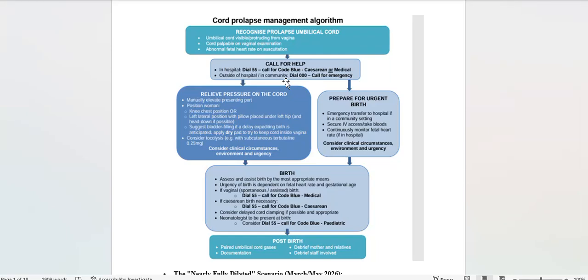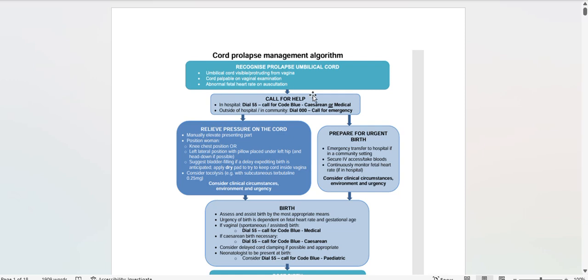Hello everyone, today we are going to discuss cord prolapse management, and in AMC they are asking very simple questions regarding cord prolapse. So let's start that. To answer all the cord prolapse recall questions, we have to know the management: how we can give first aid, when we will do the emergency C-section, and when we will do the vaginal delivery. Okay, let's start.